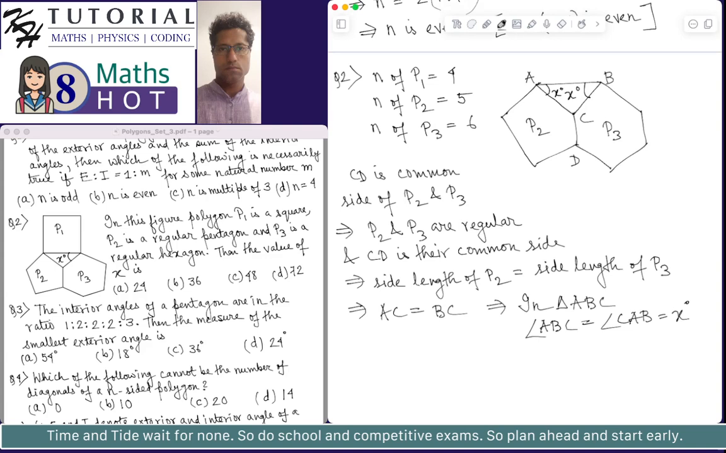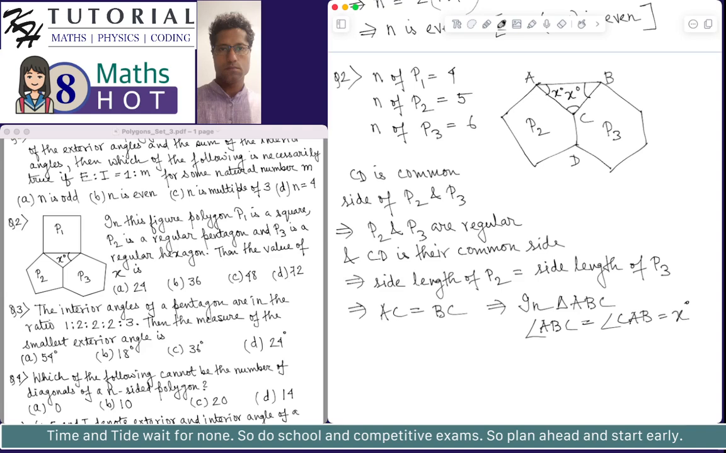So now how do we find x? We need to find somehow, if we can know the value of this angle, that is angle ACB, then we can clearly find the value of x using the angle sum property of a triangle. The sum of three angles of a triangle is 180 degree. Okay, so we must find angle ACB.